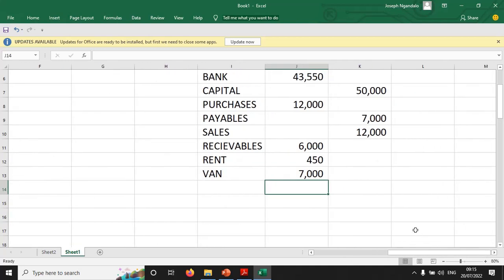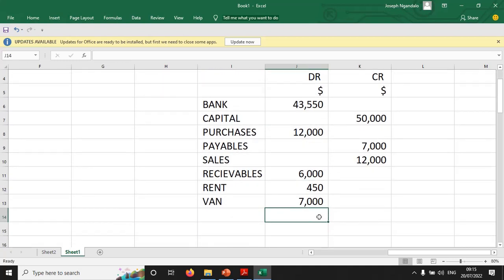So you don't want us to check it together in case there's someone. Okay, let's check it together. How much is your total? 69,000. All right, what about here? Also the same. 69, right? So congratulations. This is how we extract a trial balance.